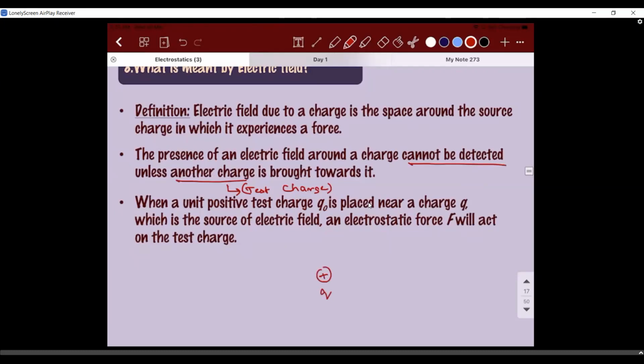So this is the source charge Q. As soon as you bring the test charge closer to the source charge, what will happen to the test charge? It starts experiencing force. Who will experience force? The test charge will experience force.